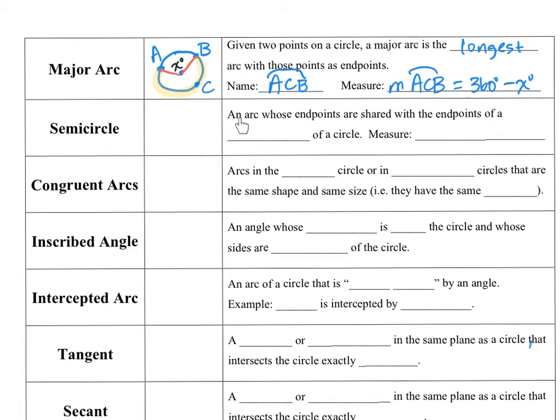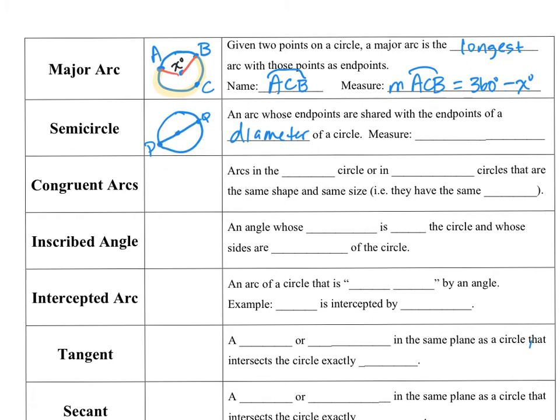So now let's talk about the last kind of arc, and that's called a semicircle. A semicircle is an arc whose endpoints are shared with the endpoints of a diameter of a circle. Let's draw a picture of that. I'm going to draw a circle, its center, and then a diameter. Let's give those endpoints names. Let's call them P and Q. Now you'll notice that this diameter really marks off two semicircles. There's this semicircle here and then the second semicircle.